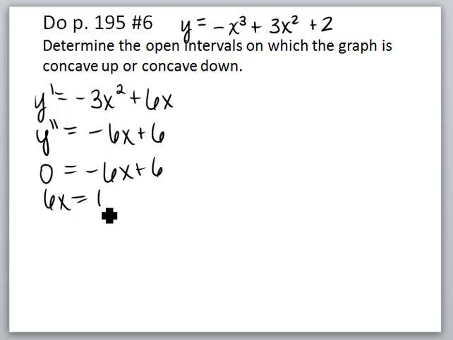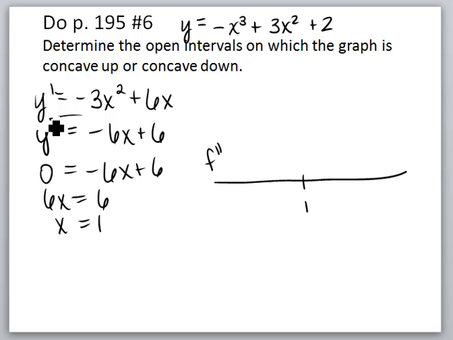Solving for x gives me x is 1. We're testing these possible points of inflection for the second derivative. We want to know what's going on with the second derivative. If the second derivative is greater than 0, if it's positive, then we know it's concave up. If the second derivative is negative, meaning less than 0, then we know it's concave down. So let's test this interval.